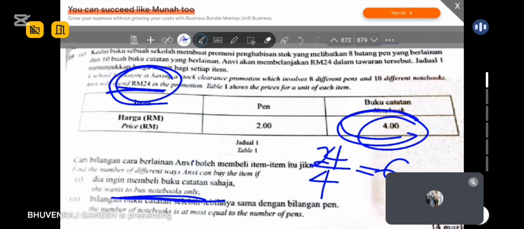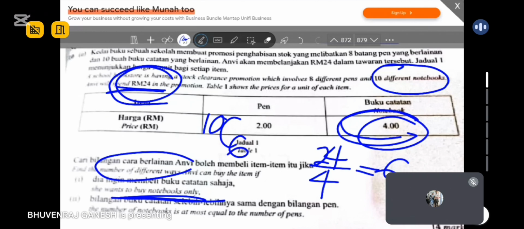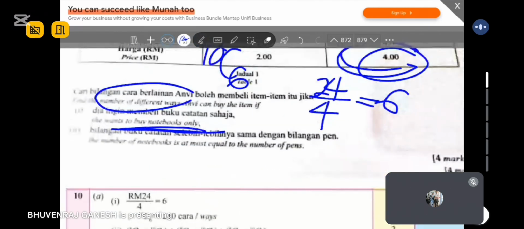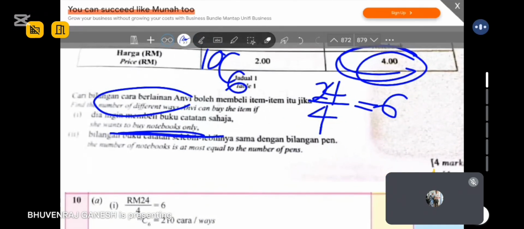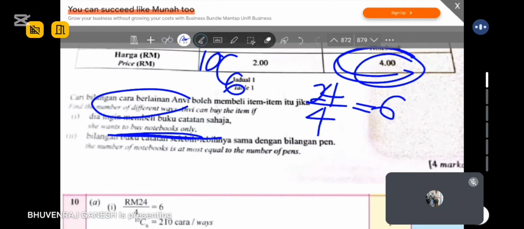Okay, so now, how many ways she can buy it? Okay, so you have 10 notebook. Am I right? 10 secara total, nak beli 6. So what will be the expression? 10 C6. That's all. Habis. Okay, 10 C6. So this is your answer. Press calculator. Okay. So next one.